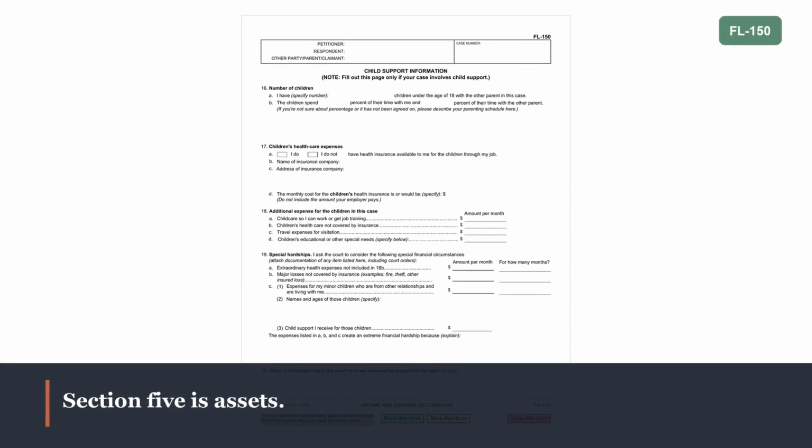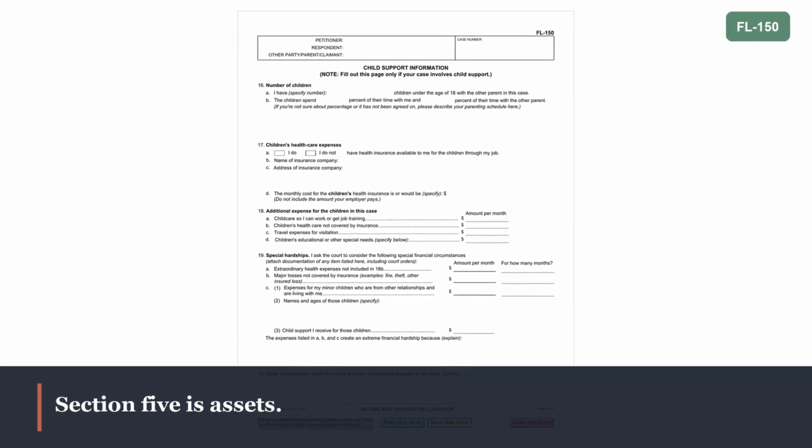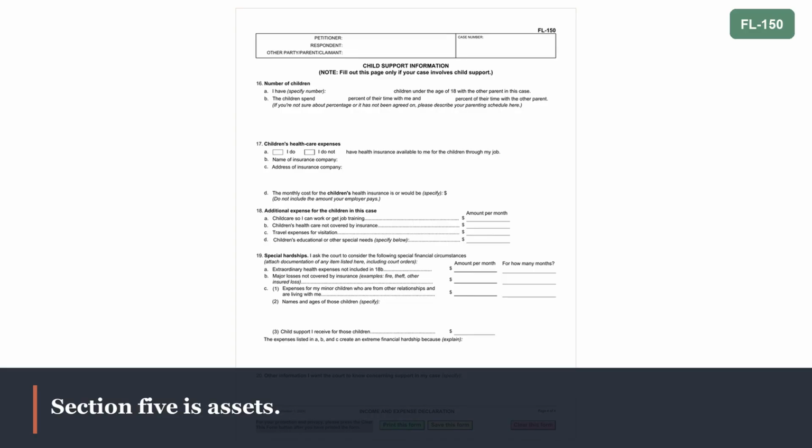Section 5 is assets. This section summarizes things like cash, bank accounts, and other property. It works alongside, not instead of, the more detailed asset and debt reporting on Form FL-142. Report your figures as of a consistent, recent date, and note that date on the form so the court knows exactly when the snapshot was taken.